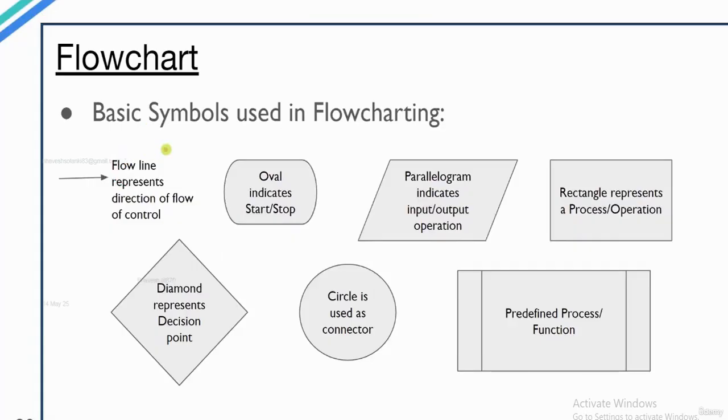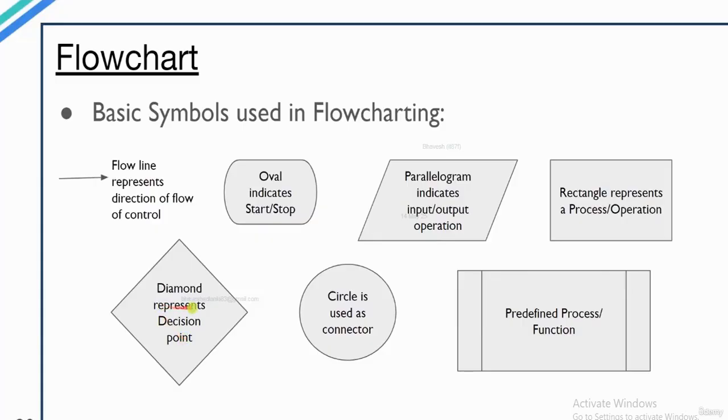And this slide shows the basic symbols used in flowcharting. The line with an arrow is called a flow line, and it represents the direction of control flow inside a code. The oval shape indicates start or stop. It represents the beginning or end of a code. The parallelogram indicates an input or output operation, like reading input from the user, printing output on the screen, etc. A rectangle represents a process or an operation. So any operation except input and output, be it assignment operation or arithmetic operation, is written inside a rectangle.